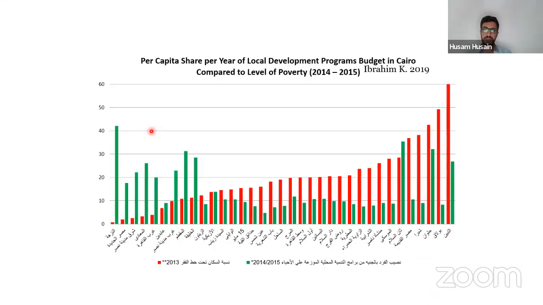We can even see per capita the yearly share from the local development programs regarding the budget, compared to the level of poverty. Of course, the poverty is in red, and we can see the share in green. So we can see, for example, Masr al-Qadima taking much more in terms of ratio per capita than Helwan or Shubra or Maasara or Manshiyat Nasser or Sharabiya and so on.